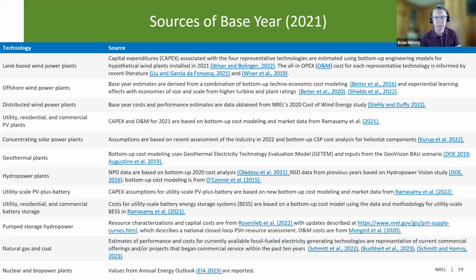This slide summarizes the sources of base year costs. I'm not going to read all of this off to you now. For technologies with significant changes versus previous years of the ATB, we'll be summarizing these in the technology-specific updates section. But when we publish these slides, all of those links are clickable, and we'll link you to the exact reports so you can see detailed assumptions that we use.